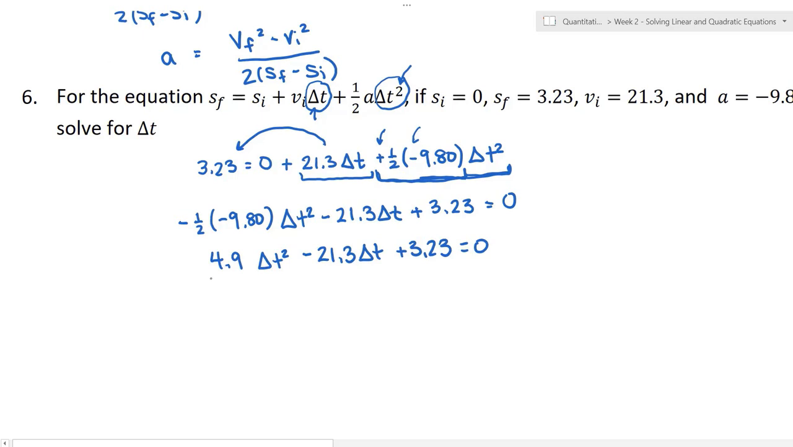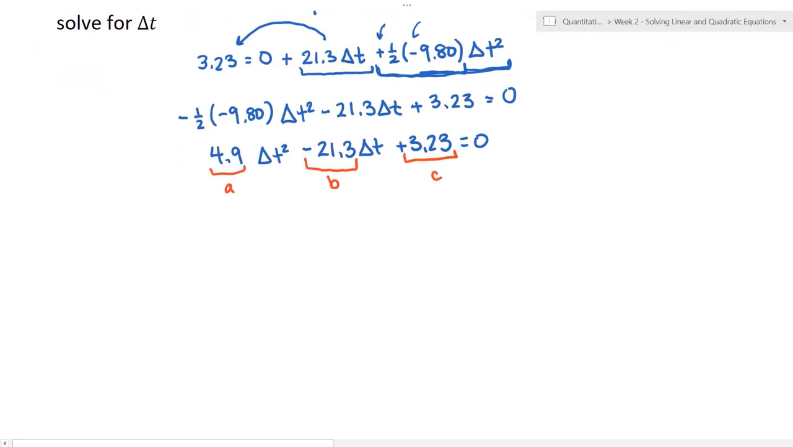So let's identify our A, our B, and our C. Remembering that the plus or the minus that's in front of the number is still part of the A, B, or C. Okay, so A is positive 4.9, B is negative 21.3, and C is positive 3.23. So the quadratic formula will be given to you on a test. Let's write it out here. The variable we're looking for this time is delta t is equal to negative b plus or minus the square root of b squared minus 4ac all over 2a.